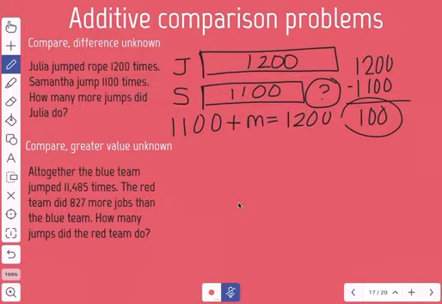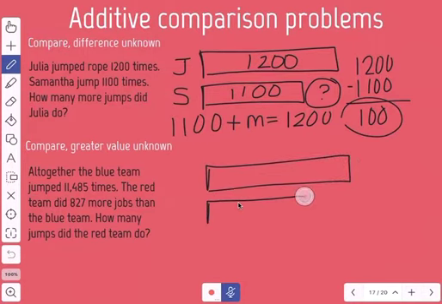Sometimes we solve problems where we know the greater value, we know the lesser value and the comparison, but we don't know the greater value. So again, I would draw it the exact same way. Greater bar on top, less bar on the bottom, comparison in the circle. So altogether, the blue team jumped 11,485 times. The red team did 827 more times.